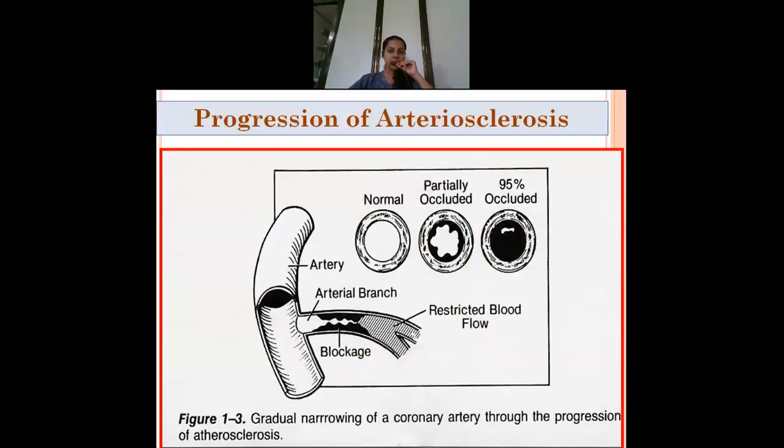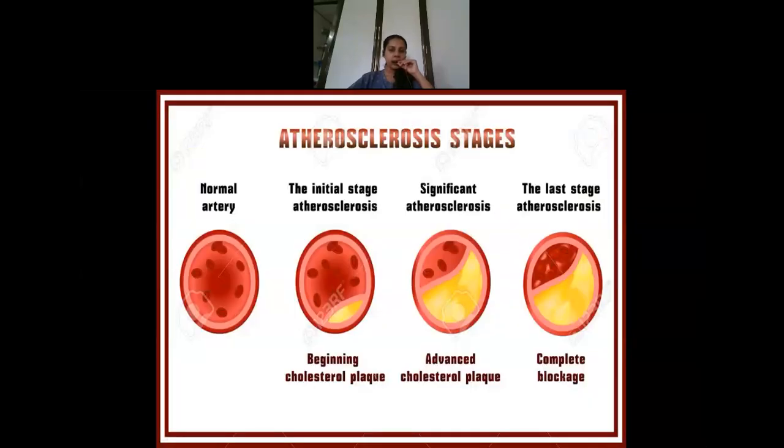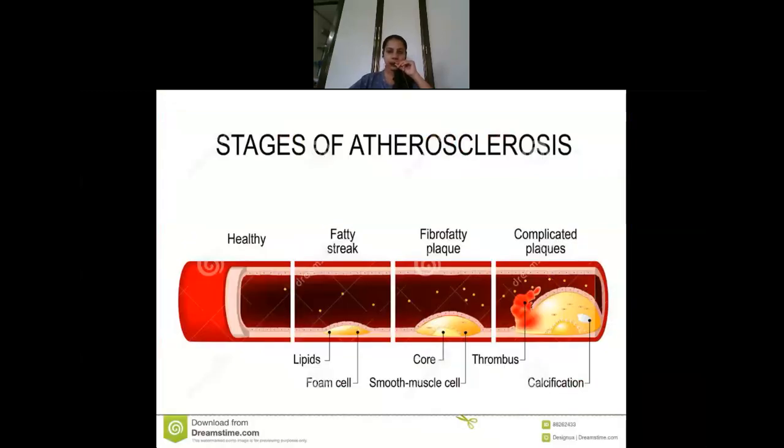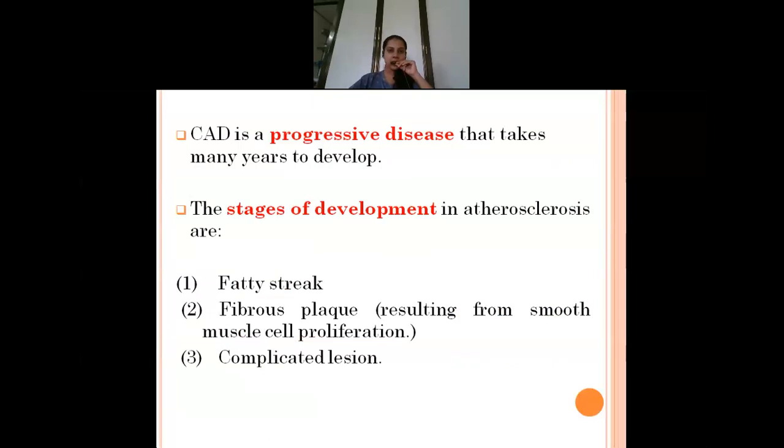Please remember there is a spelling mistake over here. That is atherosclerosis. So in atherosclerosis, there are mainly three stages. We'll see all the three stages here. First stage is fatty streak, second one is fibrous plaque, and third one is complicated lesion. Please remember the stages of CAD, coronary atherosclerosis. It is asked for 5 marks. It's very easy. You will have to draw the diagram also.